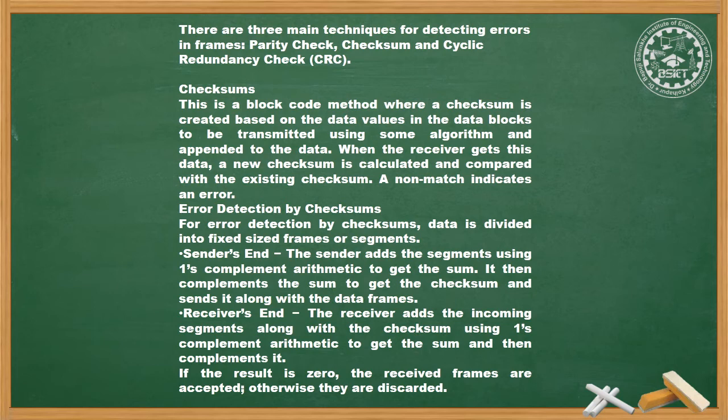Error detection by checksum. For error detection by checksums, data is divided into fixed sized frames or segments. Sender's end: the sender adds the segments using 1's complement arithmetic to get the sum. It then complements the sum to get the checksum and sends it along with the data frames.